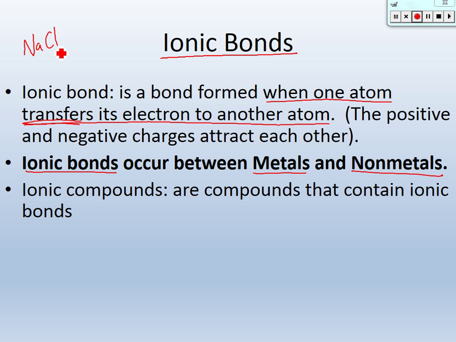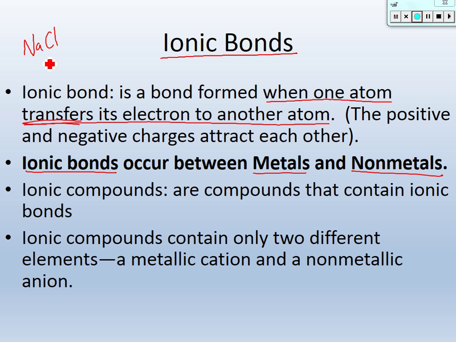Ionic compounds are compounds that contain ionic bonds. So this is a compound, it's got more than one atom, and it's held together by an ionic bond. That's called an ionic compound. Ionic compounds contain two different elements, a metallic cation and a non-metallic anion. So this is the metal, and it will be a cation, and this is the nonmetal, so it's an anion.